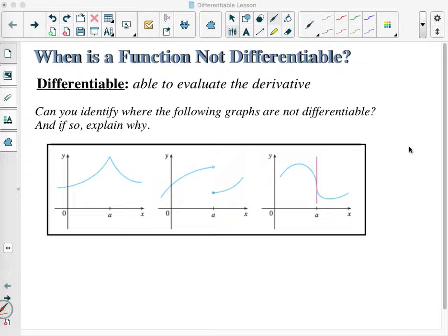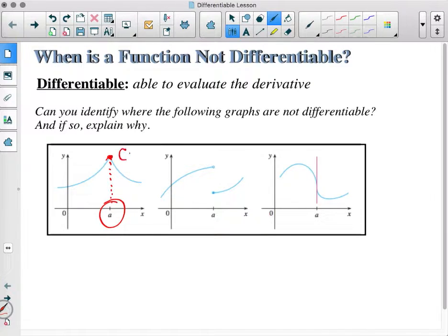Well, part of the hint here is we're looking at this value a, and that a lines up with this point here. And that point is known as a cusp. But the question is, why is that point not differentiable? So we're going to explore that. If we look at the second example, we see that a lines up with a discontinuity. There's a jump discontinuity. So that should be an obvious case why it's not differentiable.